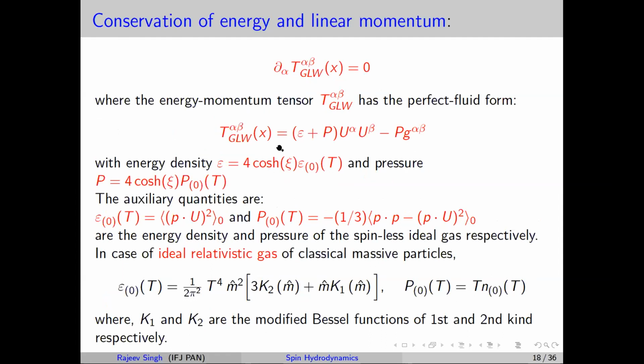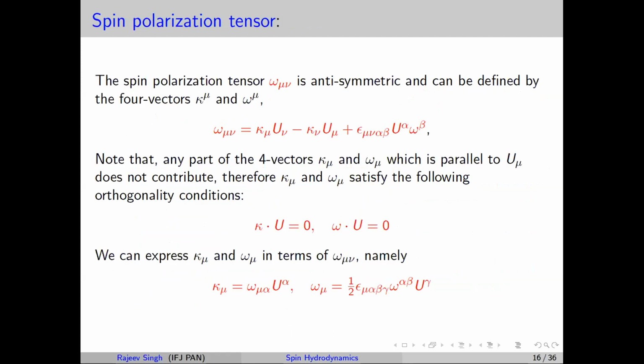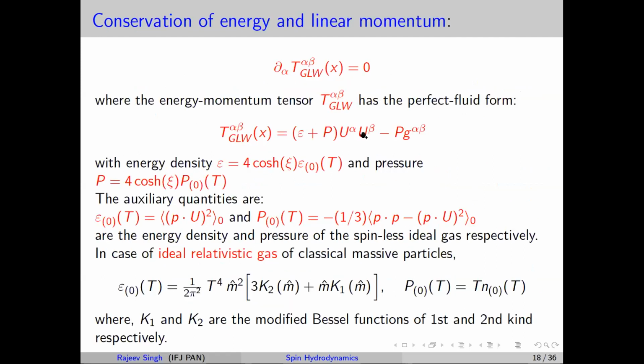Okay, you remember I said that we are restricting ourselves here to leading order values of omega mu nu, this one. So if I use large spin omega mu nu, large spin polarization, then because of that large spin polarization, this law and this one will have contributions from the omega mu nu. Therefore, we are not doing that, as it will be more complicated to solve analytically. So now, because of that, we are just restricting ourselves to small spin polarization.